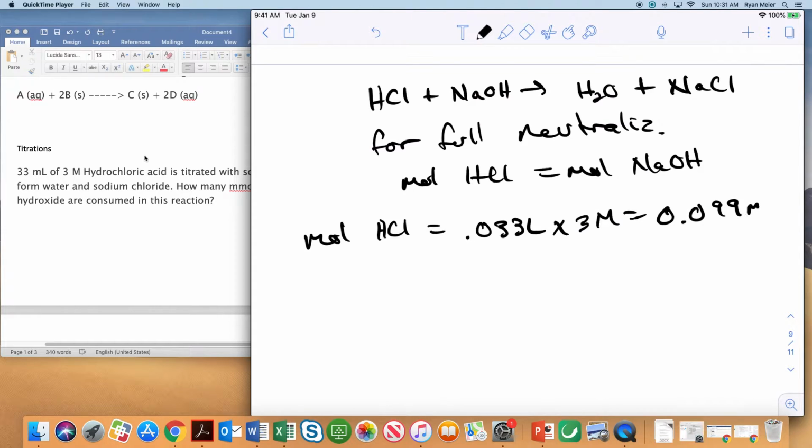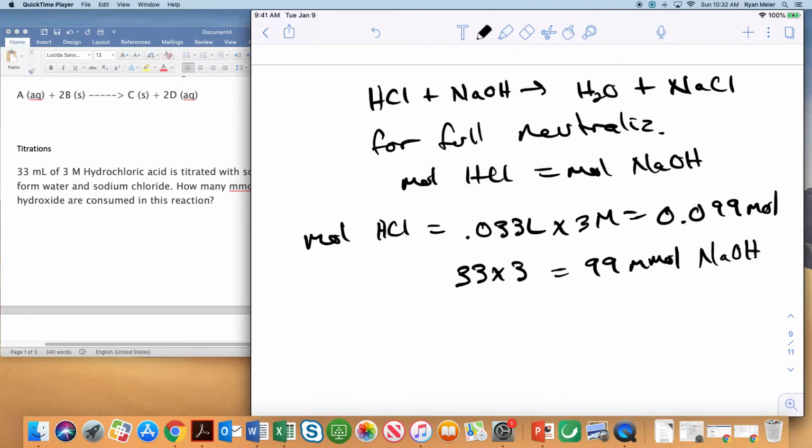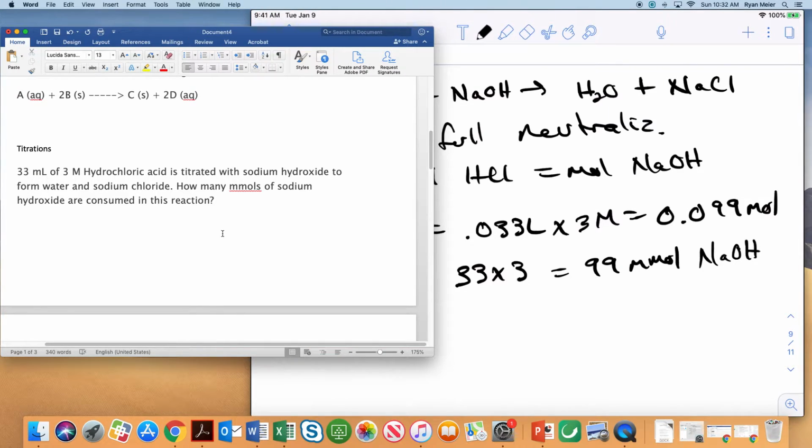0.099 moles. Or if we're working in millimoles, the reason you sometimes see them used is that you can just take milliliters times the concentration, and that effectively tells you millimoles. So 33 times 3 gives us 99 millimoles. If I convert my moles the normal way, I can multiply by 1,000 to get millimoles, and I get that same 99. So I need 99 millimoles of sodium hydroxide to neutralize all of that HCl.